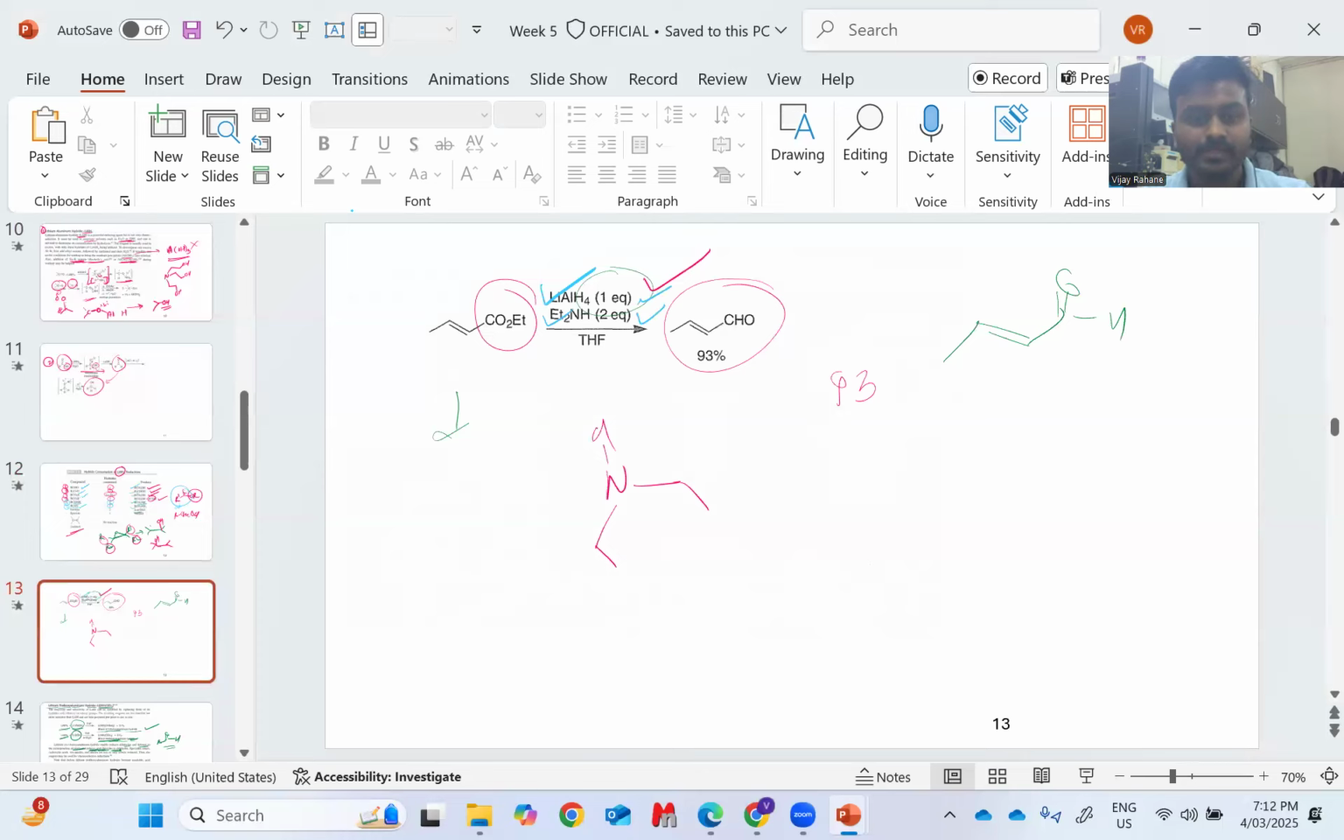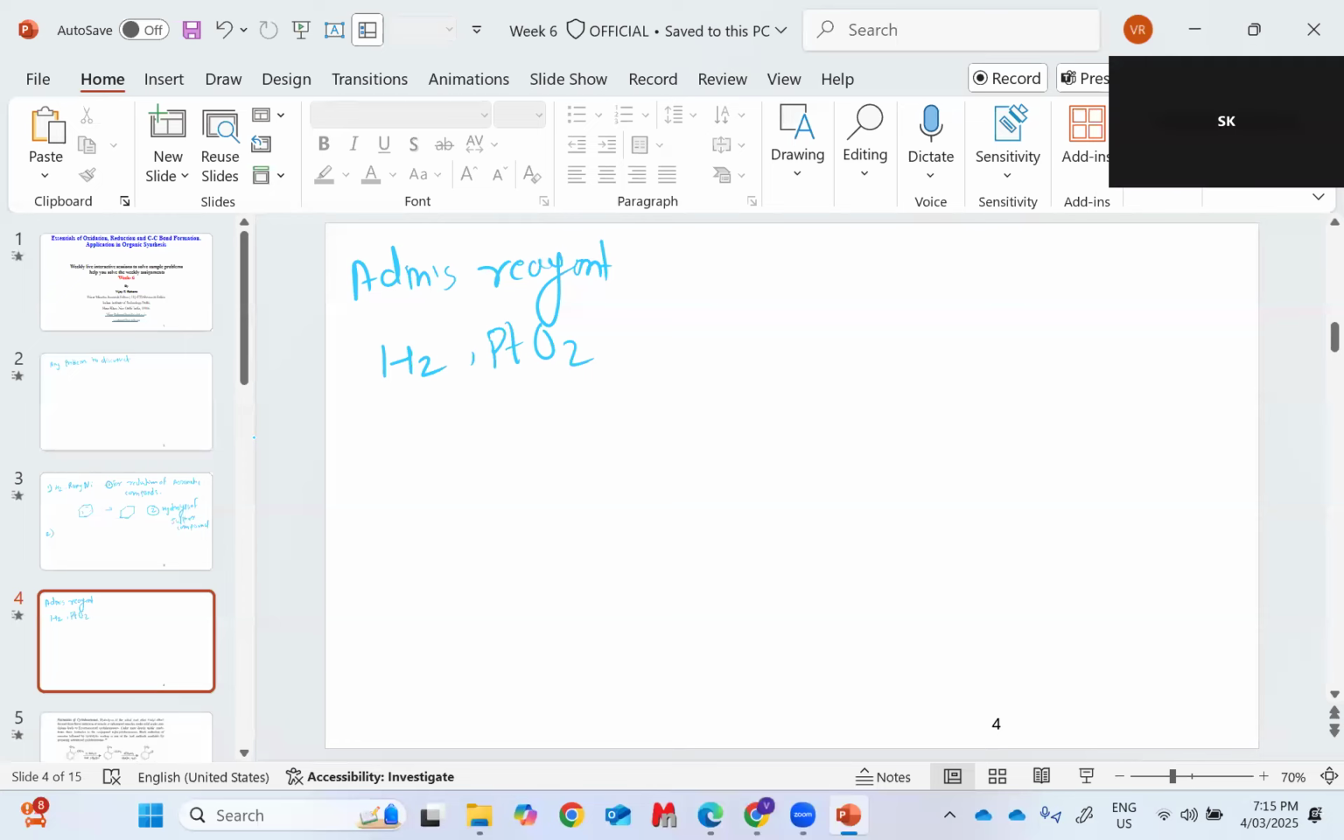Further, a similar reagent is the Adams reagent. So what is Adams reagent? It is H2 and PtO2. This reagent is called the Adams reagent, and it is used for the reduction of double bonds. If you have any kind of double bond, this reagent reduces it. This double bond converts into a single bond, and the addition of the hydrogen takes place on the syn side.